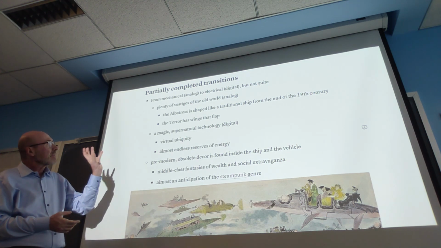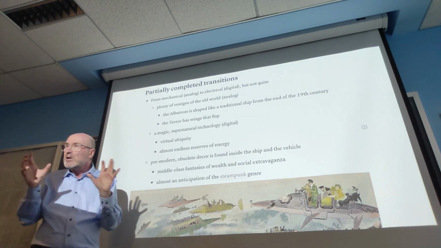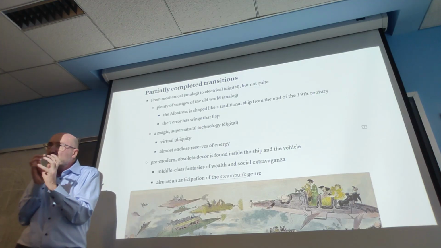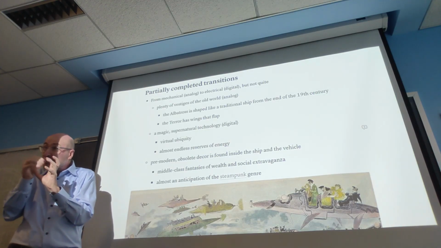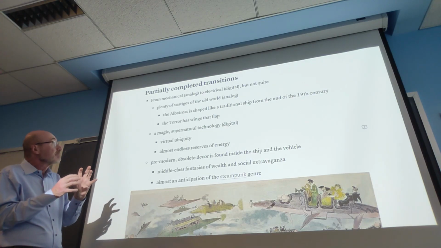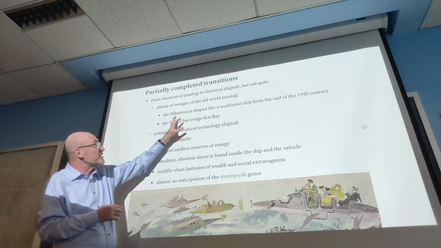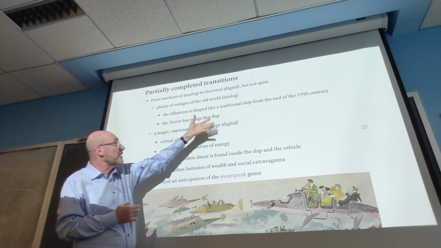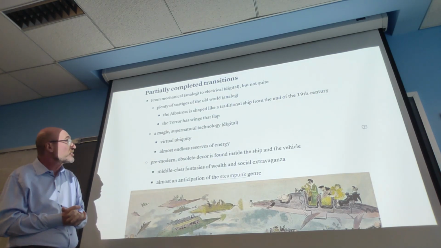Okay, so the novel is not entirely modern or cutting edge in terms of technology. There is a mix of old and new. So, for example, in the first novel, you've seen how the Albatross is shaped like a ship.